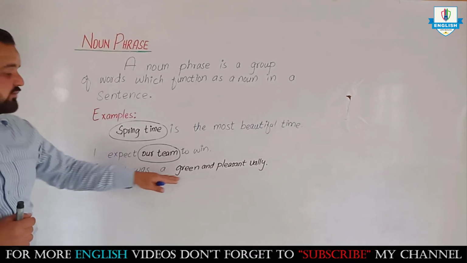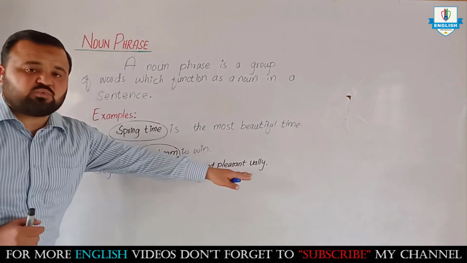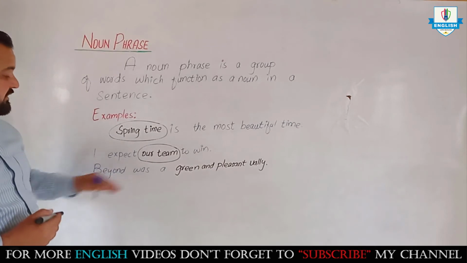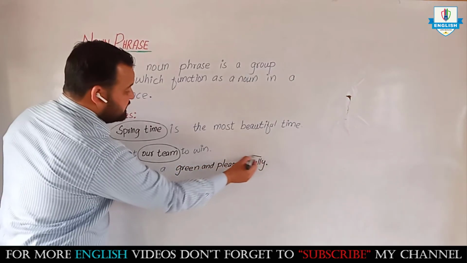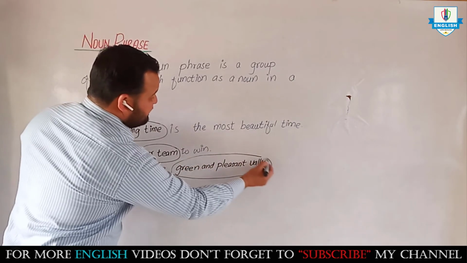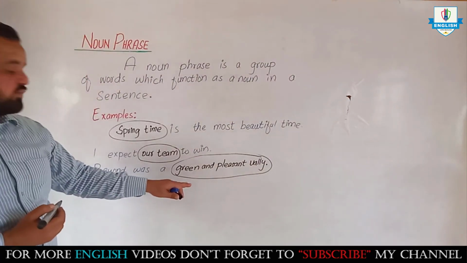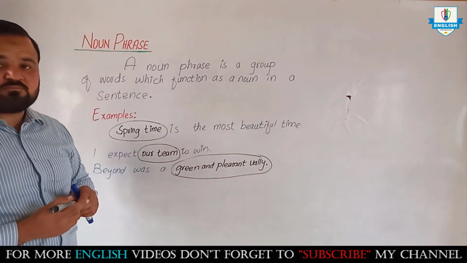Beyond was a green and pleasant valley. In this sentence, this group of words is functioning as a noun. So this is noun phrase.